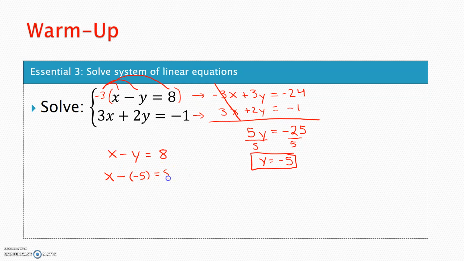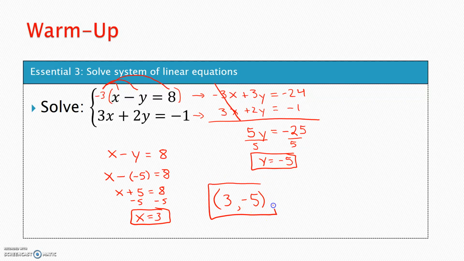Well, what ends up happening here, this double negative is actually a positive. We really have x plus 5 is equal to 8. Well, how do we get rid of that plus 5? I say minus 5. Minus 5, I get x is equal to 3. So that is our solution right there. X is 3, y is negative 5. Now, of course, we write it as 3, comma, negative 5 as an ordered pair.